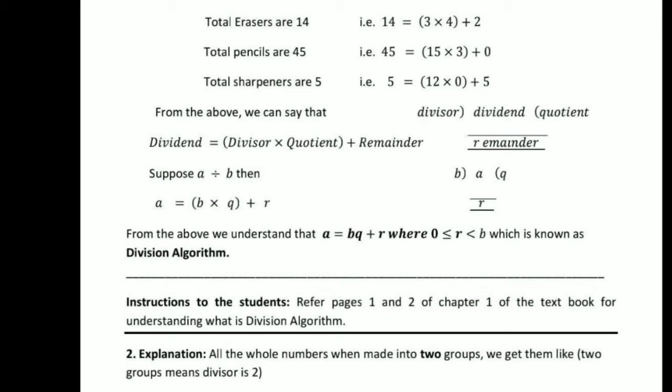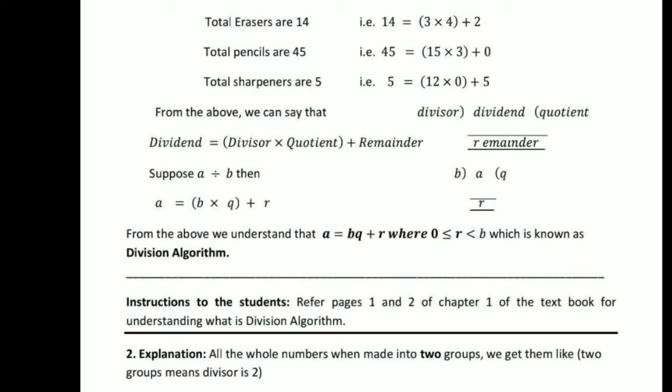In the same way, total erasers 14, so 3 into 4 plus 2. Each pack contains 3 erasers, such packs are 4, and separate items are 2 erasers. So totally we get 3 into 4 plus 2, 3 into 4 is 12, 12 plus 2 is 14. Like that we can understand the division algorithm. That means, as we already learned in lower classes, dividend is equal to divisor into quotient plus remainder. So 45 and 5 also you can write easily, with divisor, dividend, quotient and remainder.